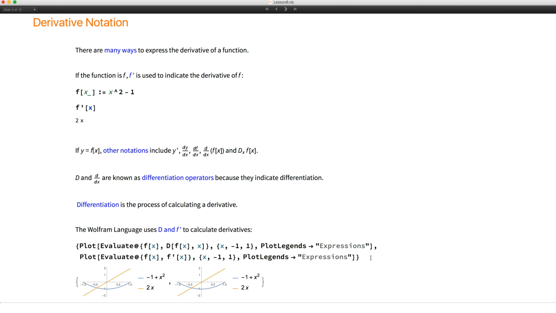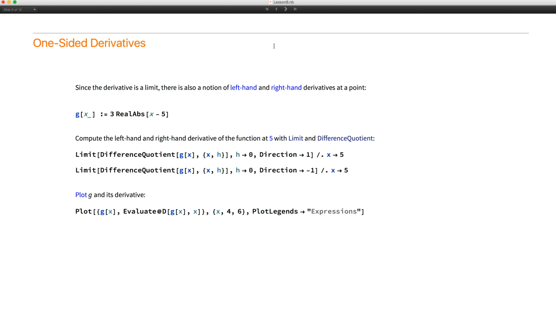Okay, so one issue with derivatives is that they are defined by limits. So if they're limits, and because you can talk about left-hand and right-hand limits, you can also talk about left-hand and right-hand derivatives at a point. So here's a function g defined using the Real Abs function, the absolute value function, and clearly there'll be an issue at 5 where the sign changes.